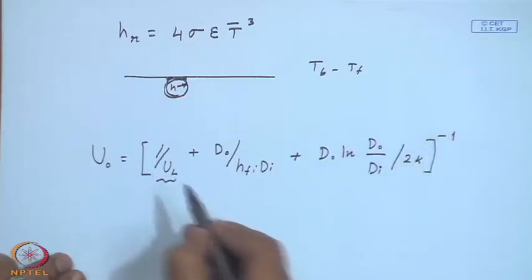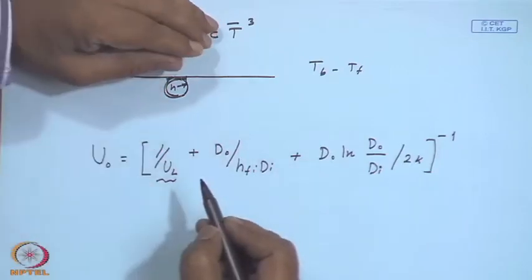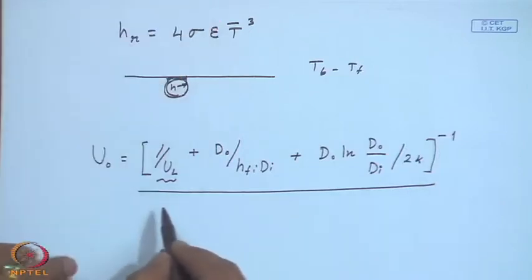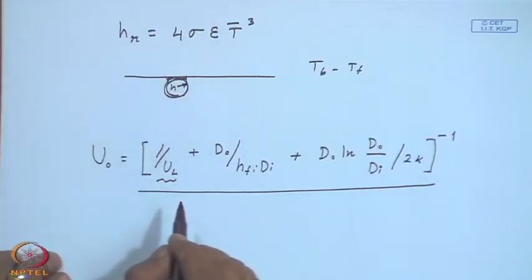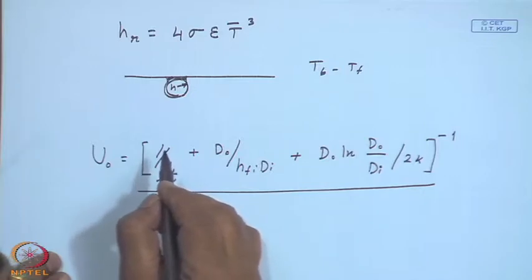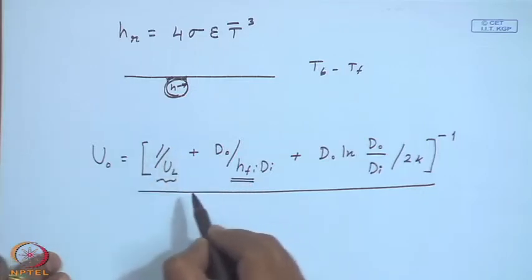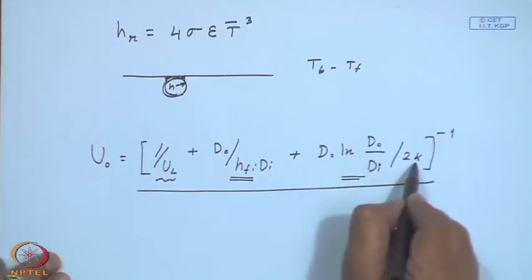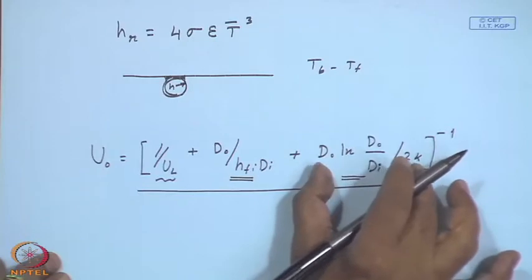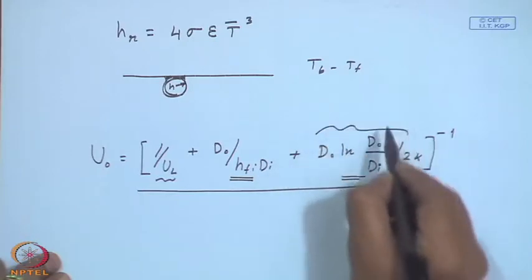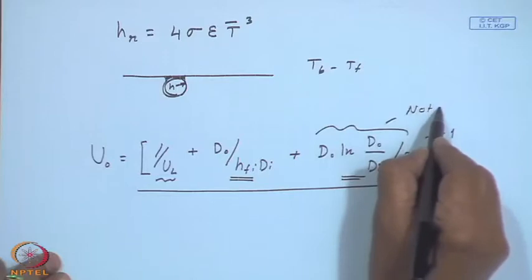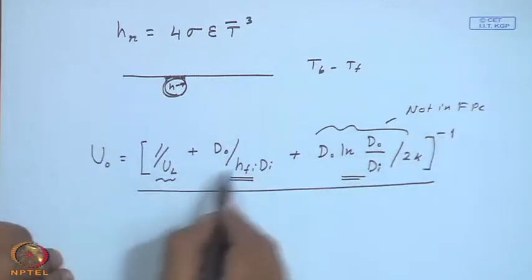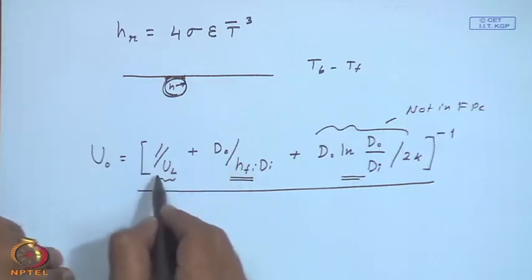This is the resistance between the receiver and the ambient. So, this overall thing is the resistance between the fluid in the tube and the ambient. That comprises the convective resistance inside the tube and the conduction resistance in the material of the tube of thermal conductivity K. This is what we have not included in FPC. Okay. So, this is the resistance we have got, and 1 upon UL.